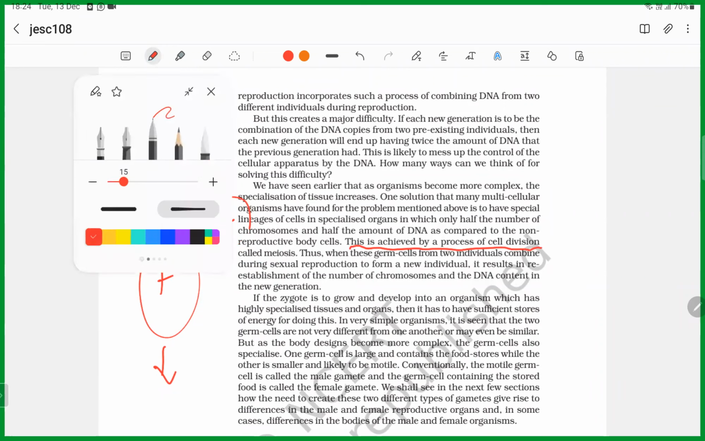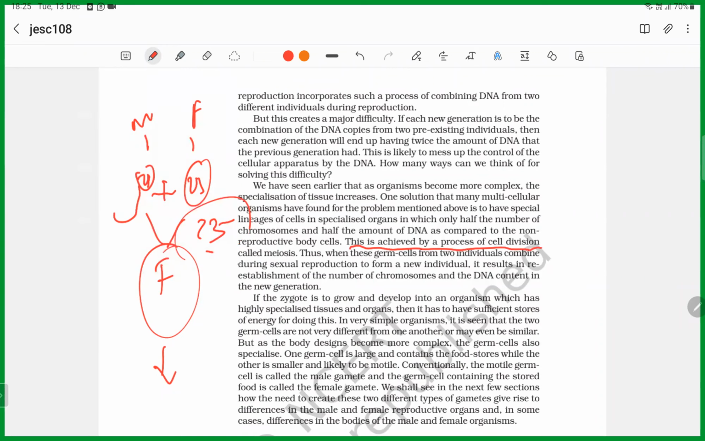Okay, meiosis ensures genome integrity. It means that by meiosis the gametes are produced, and gametes possess the correct number of chromosomes. Like, the gamete possesses what number of chromosomes? Haploid.